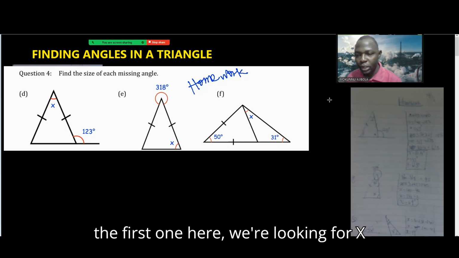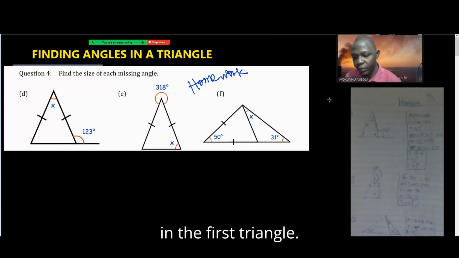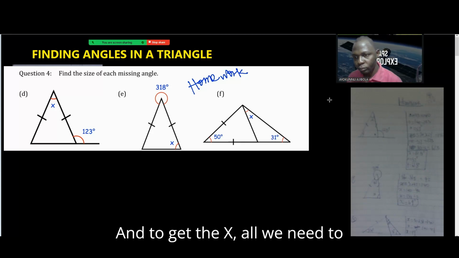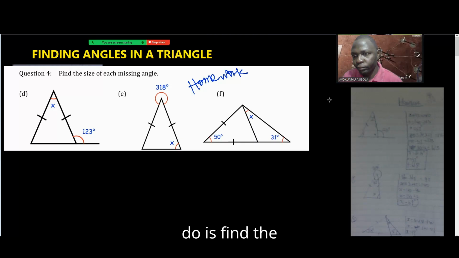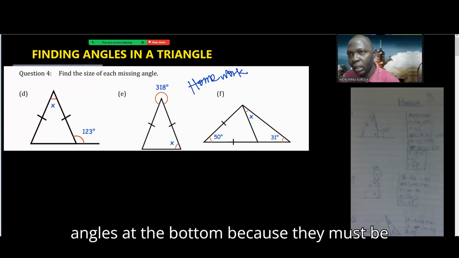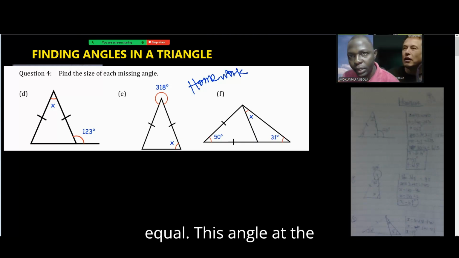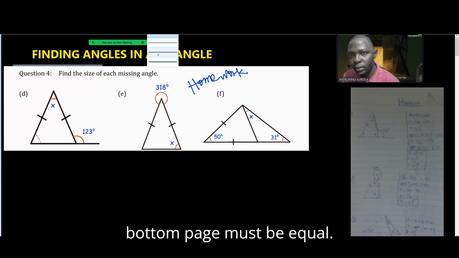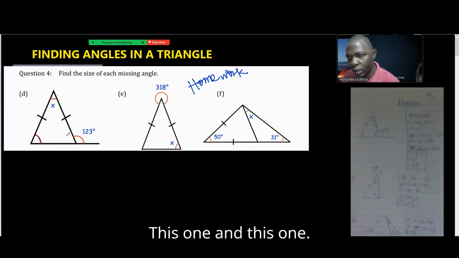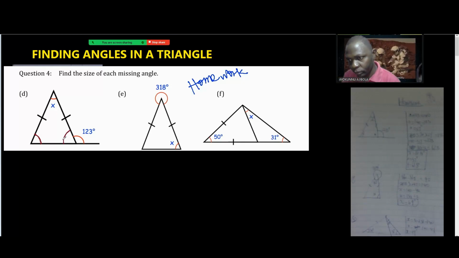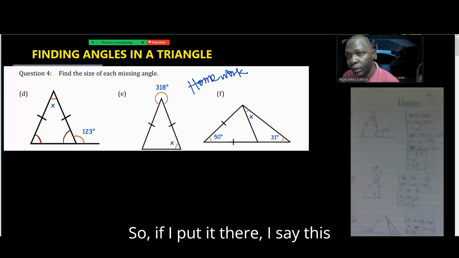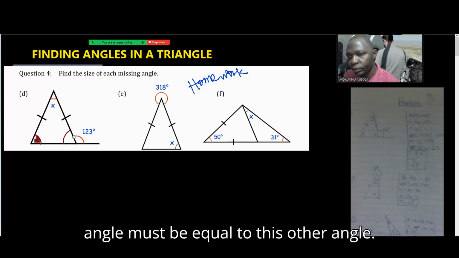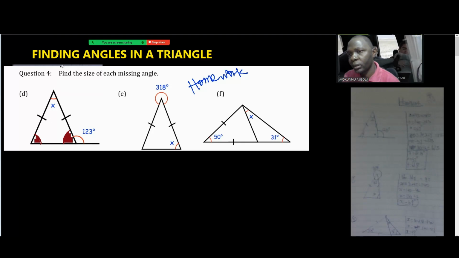So the first one here, we're looking for x in the first triangle. And to get the x, what we need to do is find the angles at the bottom, because they must be equal. This angle at the bottom must be equal. This one and this one. So this angle must be equal to this other angle.